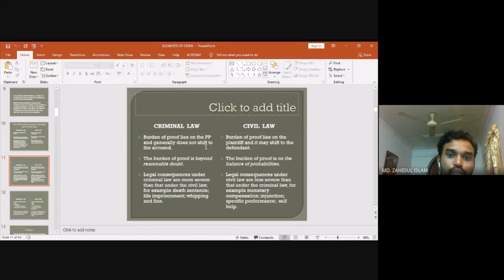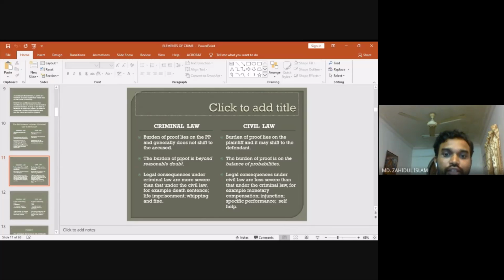In criminal law, the burden of proof lies on the public prosecutor and generally doesn't shift to the accused. But there are some exceptions, which we will discuss later when we discuss the defense. In civil law, the burden of proof lies on the plaintiff, and it may shift to the defendant.